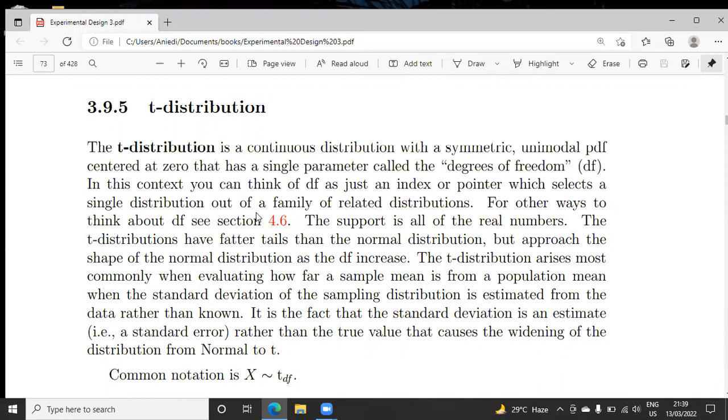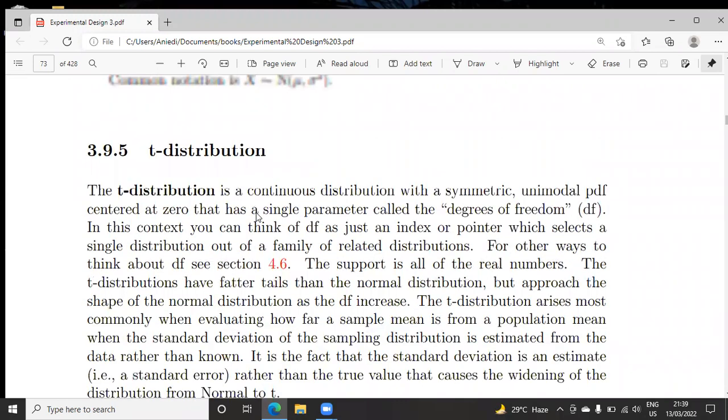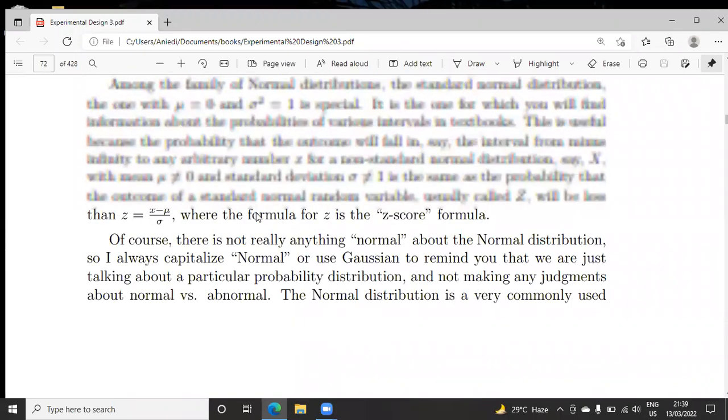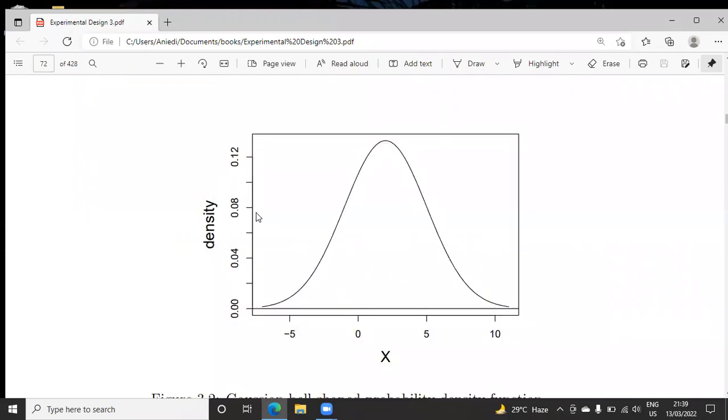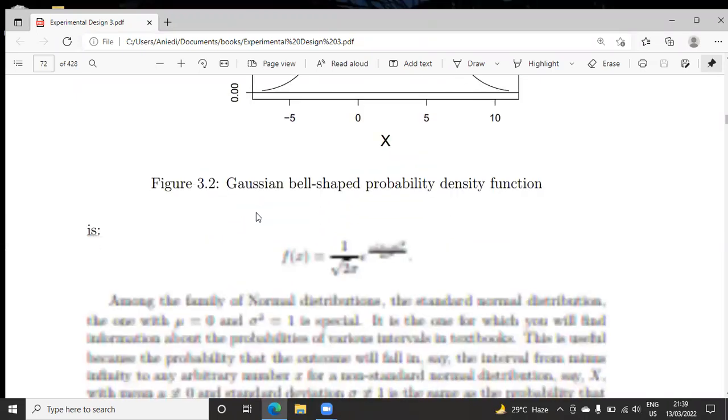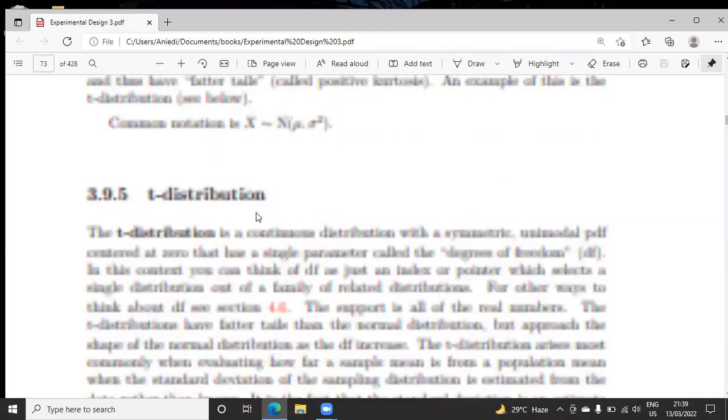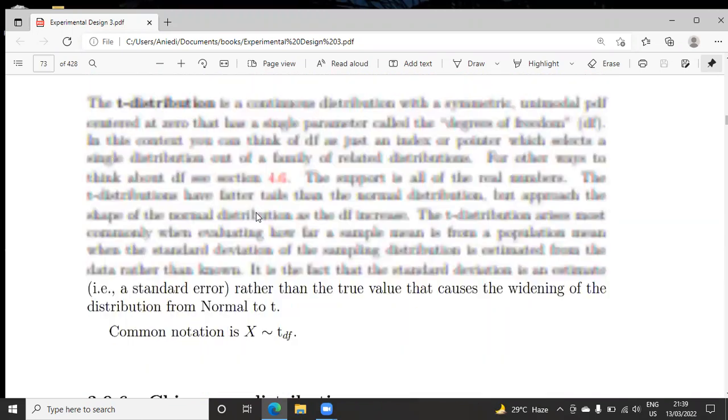Now, it is easier to work with a t distribution than to work with a normal distribution. The reason being that the t distribution has a bell shape, but its tail is not as flat as the one in the normal distribution. There is more space in the tail of the distribution than there is in the normal distribution.